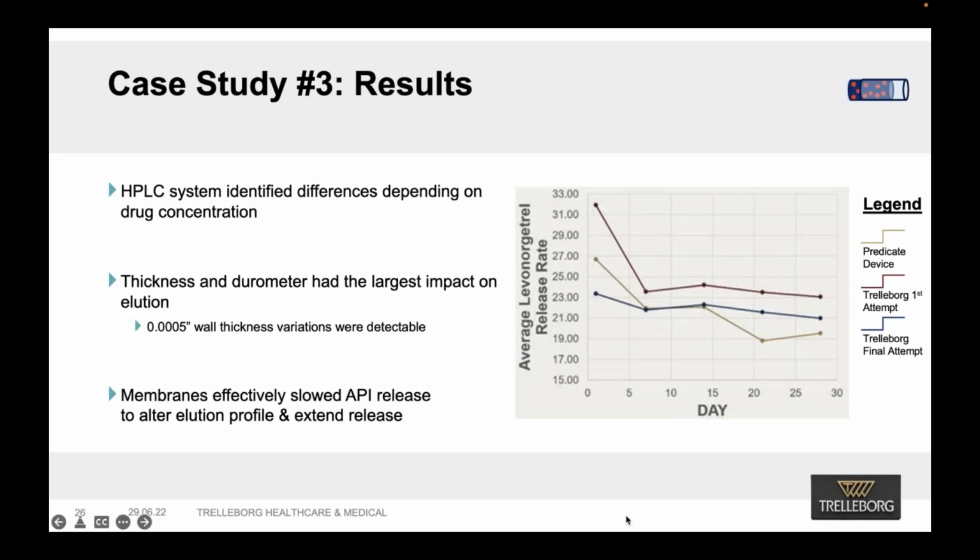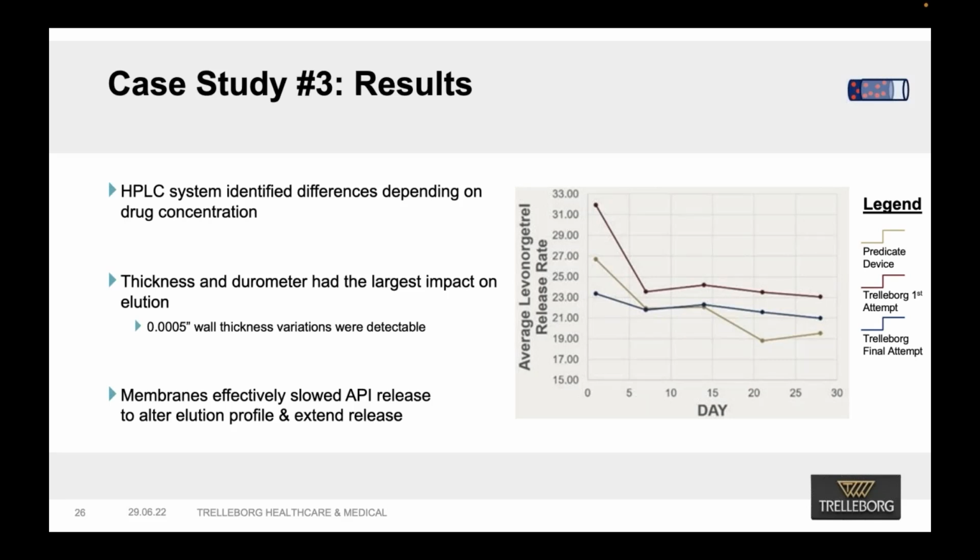One was that the drug concentration certainly had an effect on the release rate, but it was somewhat minor when compared to some of the other variables. So our team actually found that the thickness and the durometer of the membrane really had the largest impact on the results. And the wall thickness was actually quite sensitive. So all the way down to about 5/10,000ths of an inch variance within the wall thickness would drive detectable variation in the release rate. So for us, this really drove home how impactful precision in these systems is.